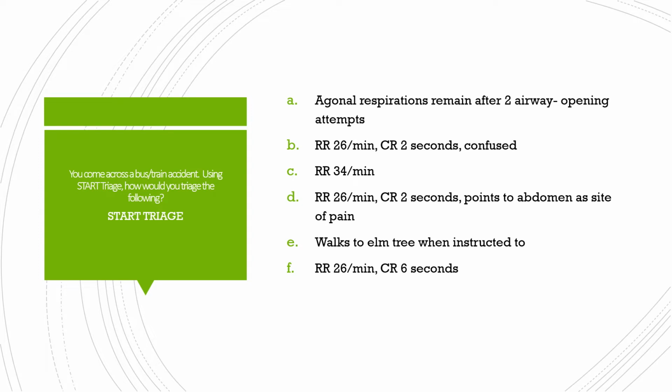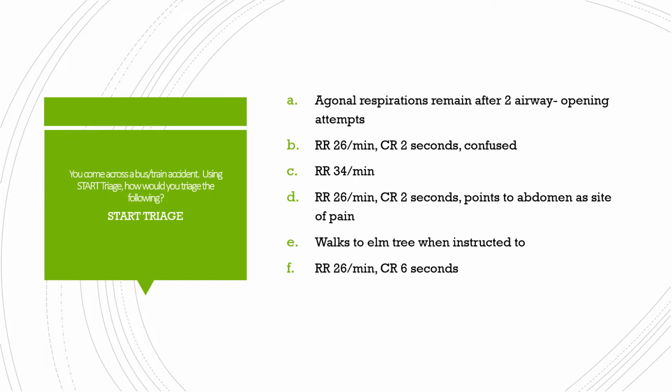The next person has a respiration of 26 per minute. He has a capillary refill of 2 seconds and he's confused. Okay, so we've got our respirations. We're under that 30 mark. We are at 2 seconds, so that's good, but they are a little confused, so I'm going to give you a couple minutes to think about that. Okay, so this person would be classified as red. If they were alert and oriented, then they would probably be a yellow, but since they're confused, they're going to be a red.